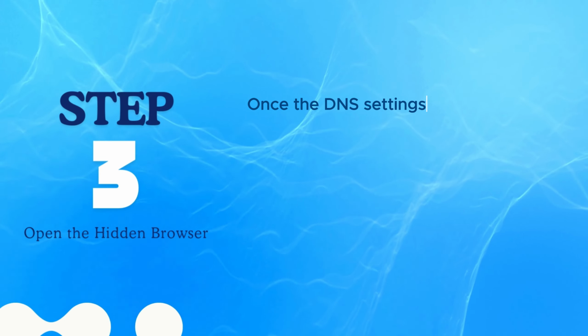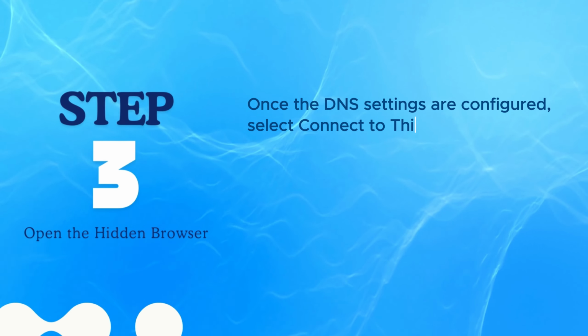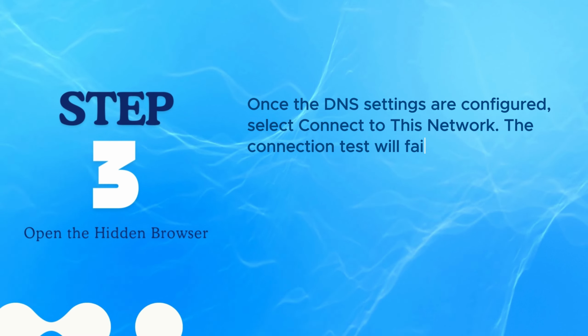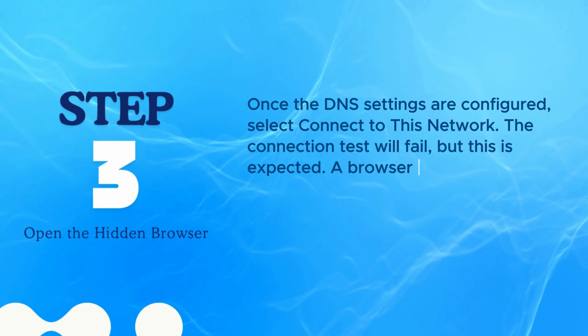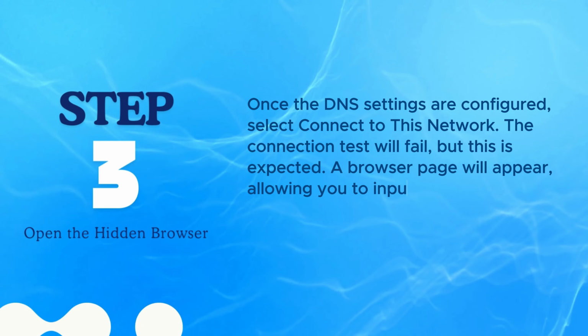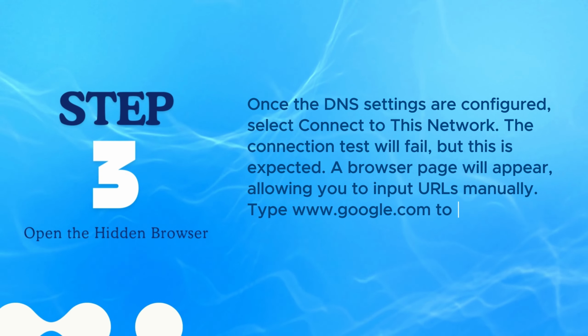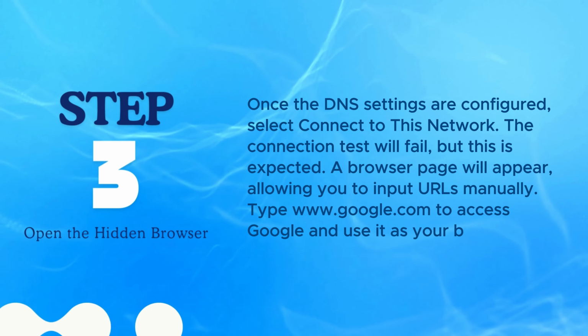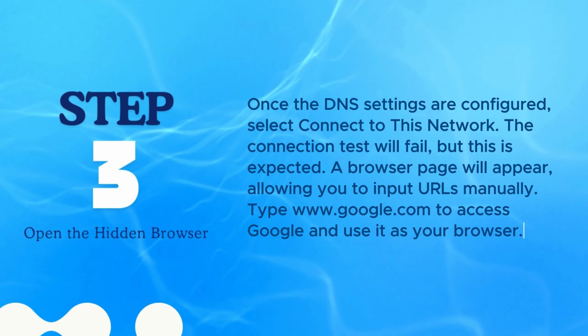Step 3. Open the hidden browser. Once the DNS settings are configured, select Connect to this network. The connection test will fail, but this is expected. A browser page will appear, allowing you to input URLs manually. Type www.google.com to access Google and use it as your browser.